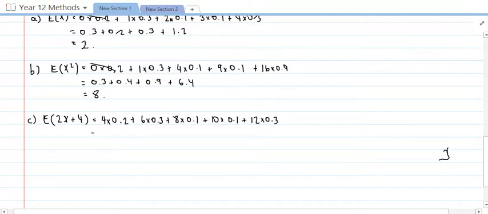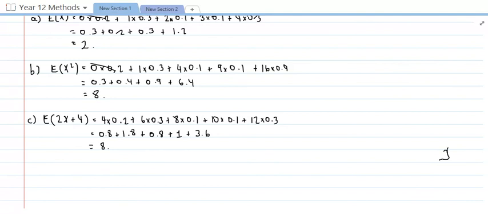Okay, so, well, the first term isn't disappearing this time, so 4 times 0.2 is 0.8 plus 6 times 0.3 is 1.8 plus 0.8 plus, well, 10 times 0.1 is just 1. And then plus 12 times 0.3 is 3.6. So we've got 3.6, 4.6, 5.4, 6.2, and then, well, it's going to be 8 again. Quite nice. Wasn't expecting that to happen.